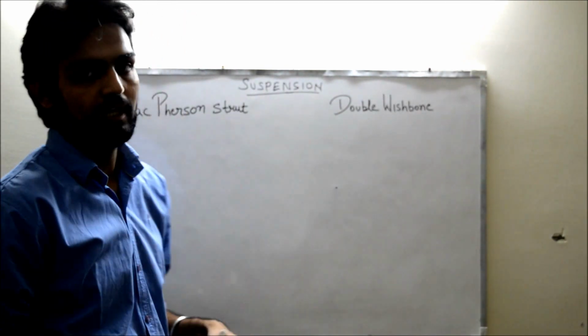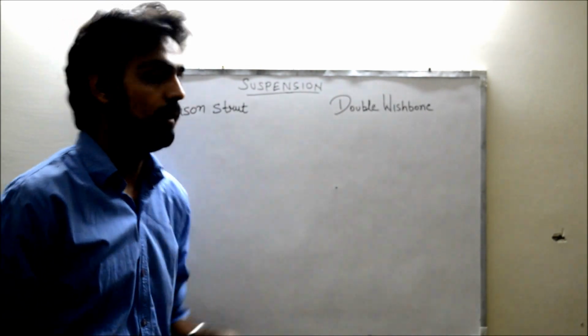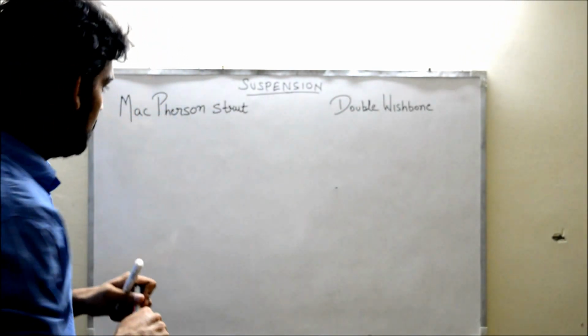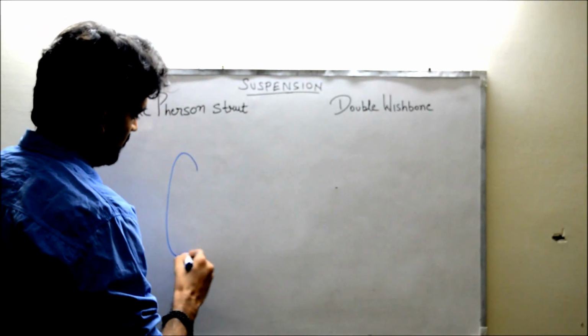There are two types of mechanism that we are going to discuss. The first one is the McPherson strut and the second one is the double wishbone. I'll discuss the McPherson strut first. The McPherson strut is simple.